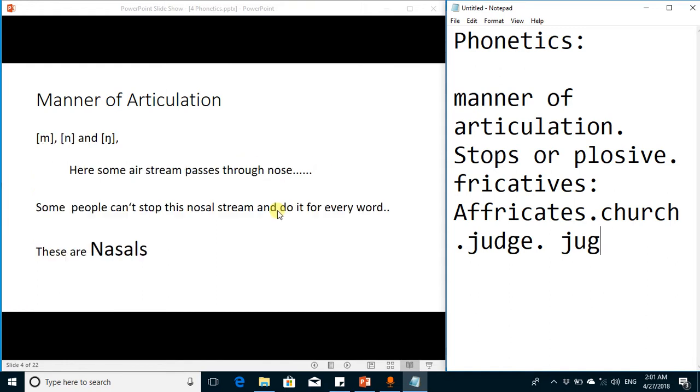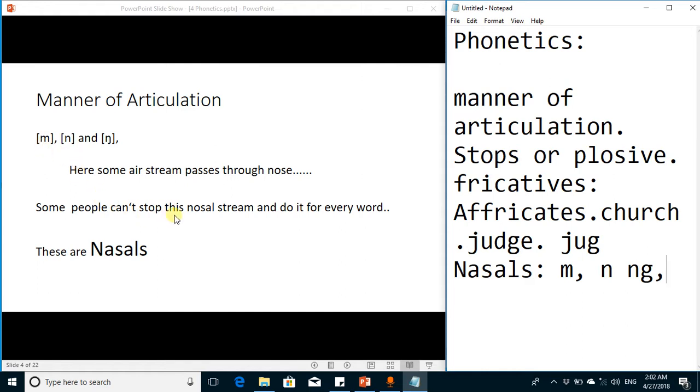And the next is nasals, a group of speech sounds which are produced by passing some airstream through the nose. So we use the nose for articulating these sounds, and these are called nasals. Examples are m, n, and ng. You can call it engma or eng. It is a mixture of n and g.